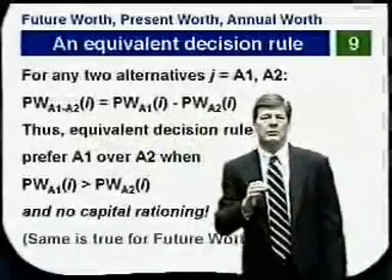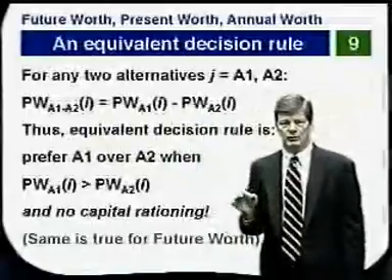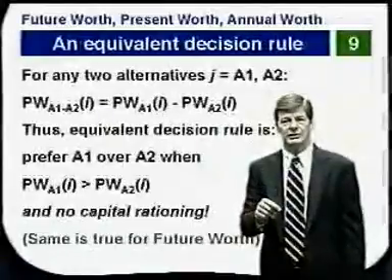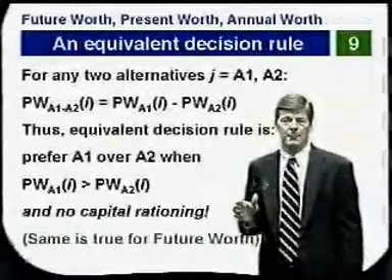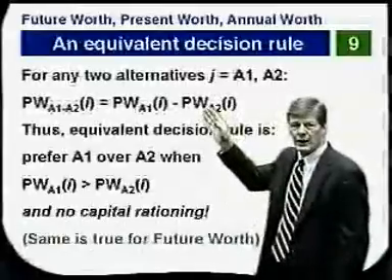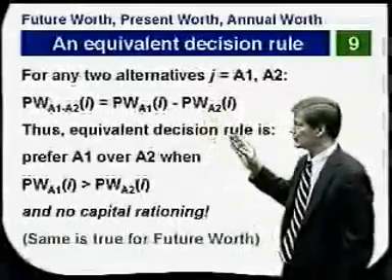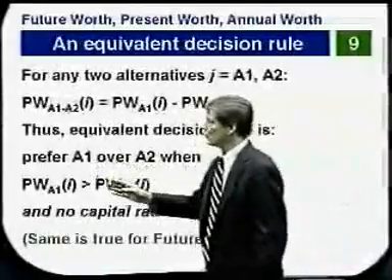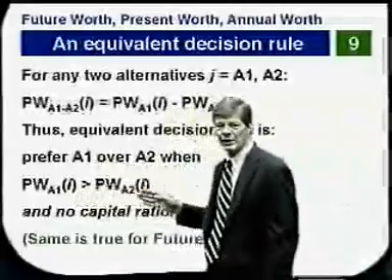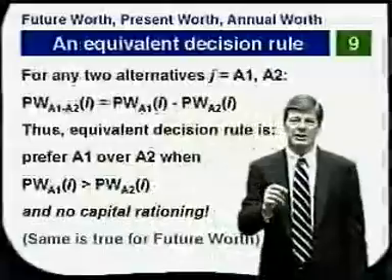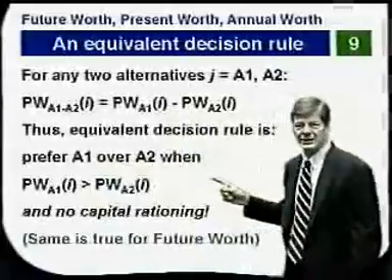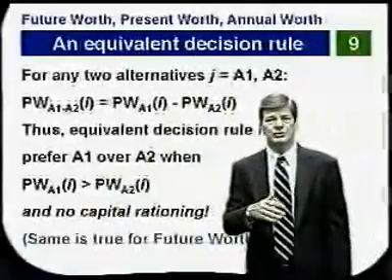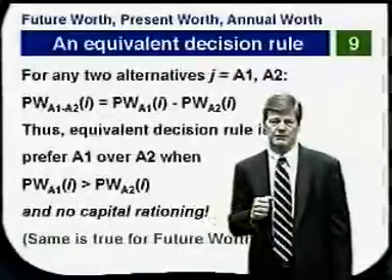So I could define what I will call an equivalent decision rule. Remember, the decision rule for present worth is to accept an opportunity when its present worth is greater than 0. However, because present worths are additive, I can define an equivalent decision rule which says I should prefer alternative A1 over A2 when the present worth of A1 is greater than A2. There is, however, a disclaimer: provided there is no capital rationing, meaning you have enough funds to invest in any of the alternatives that you're considering.